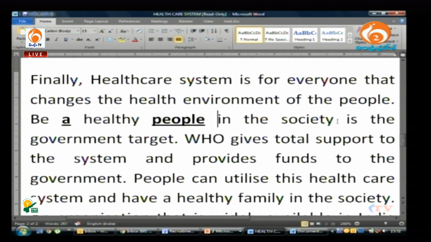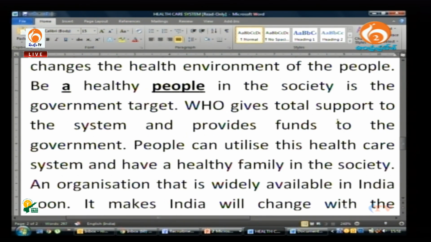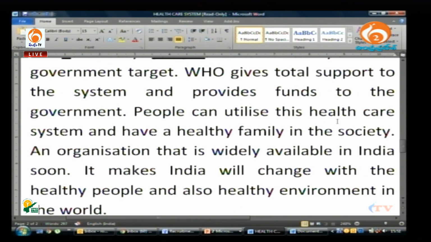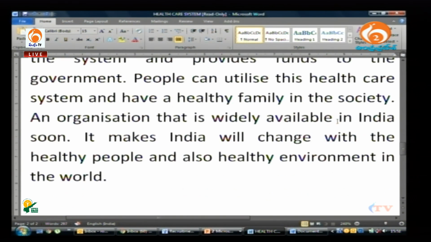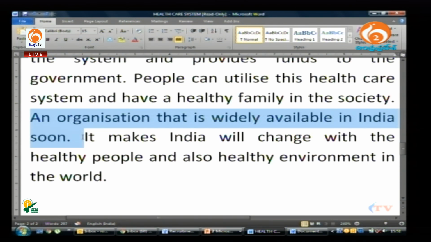WHO gives total support to the system and provides funds to the government. WHO only funds certain programs. It's the government's responsibility to provide funds, not WHO. They only set guidelines. They will not give funds. People can utilize this healthcare system and have a healthy family in the society. An organization that is widely available in India soon. Which organization?